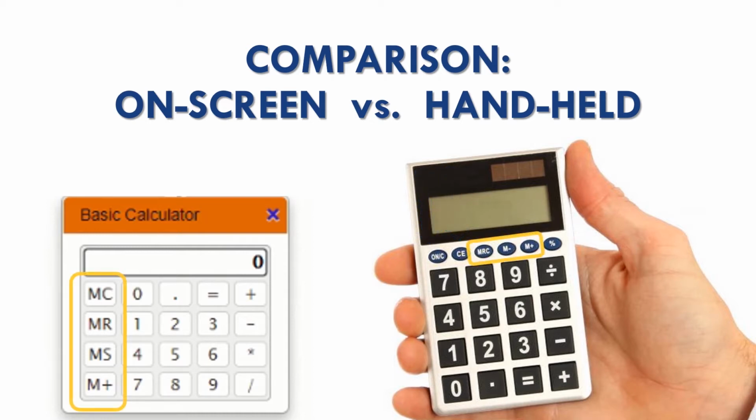Both calculators have memory functions. The handheld version has 3 memory buttons. The on-screen version has 4 memory operators. Lastly, the handheld calculator shown here has a percentage button that our on-screen calculator does not feature.